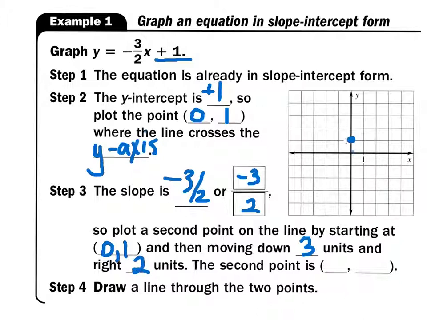So 1, 2, 3, 1, 2. The second point is (2, -2), and then draw a line through the 2 points. Don't stop at the 2 points. Go ahead and draw through them and then put an arrow on.